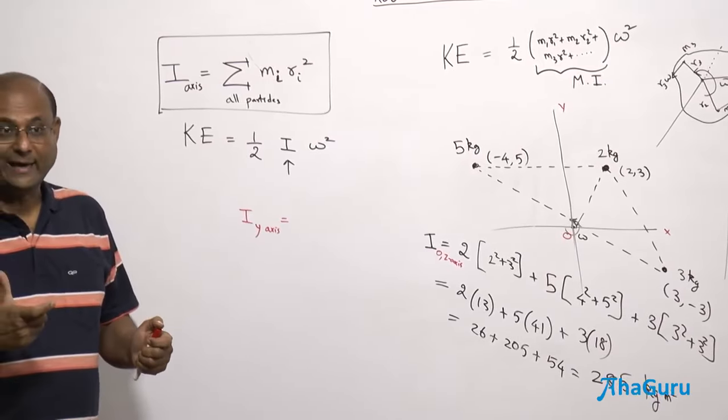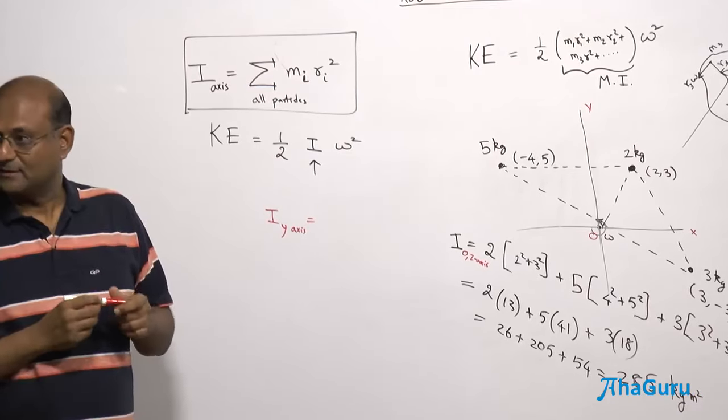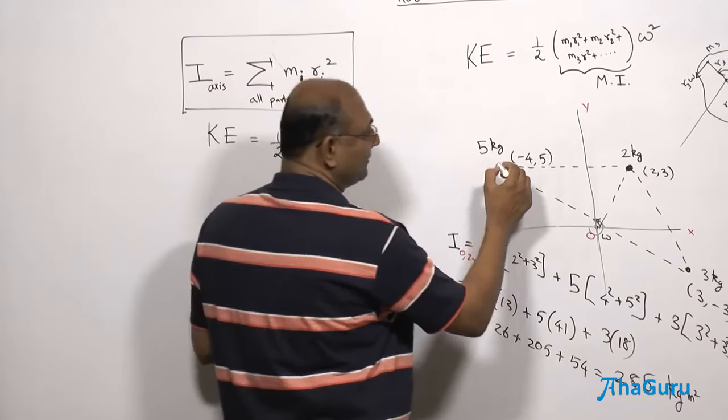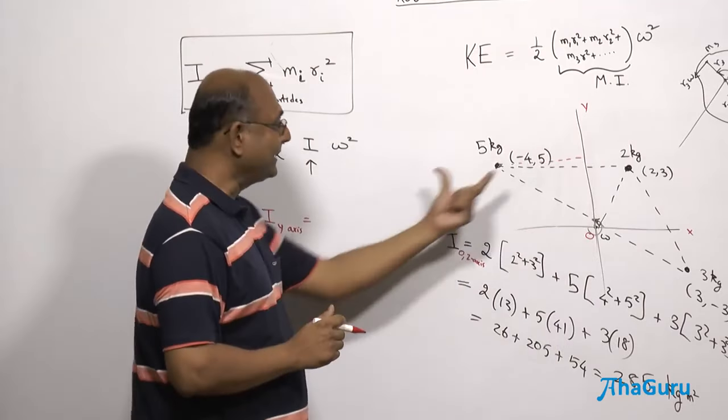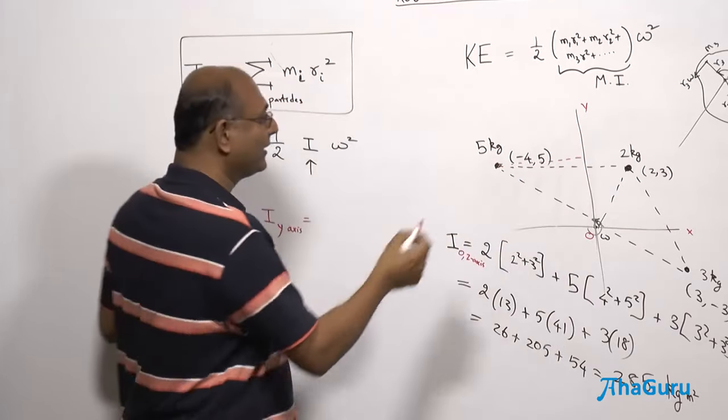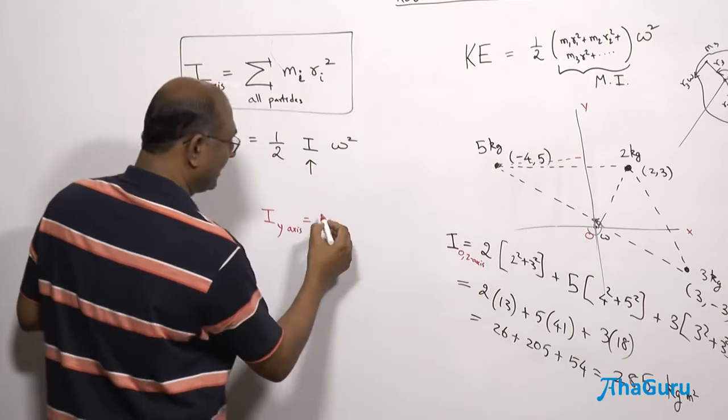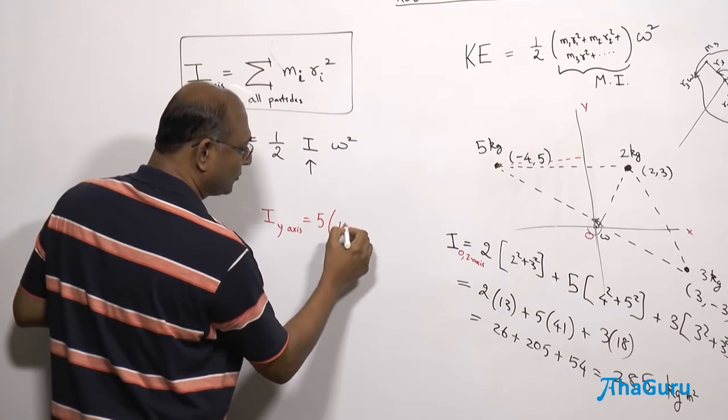What distances should I take? Distance to the axis. Okay. So what is the distance of the 5 kg to the axis? It's only the x value that matters. The 5 doesn't matter. Only this minus 4 will matter. So it will be 5 into 4 square.